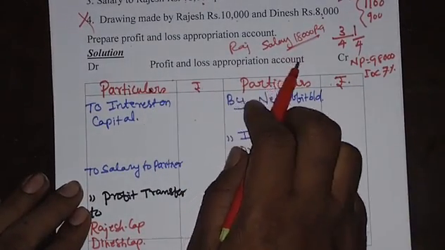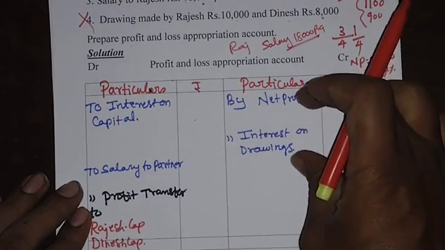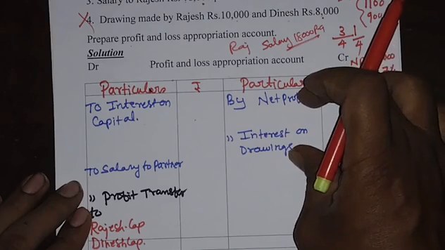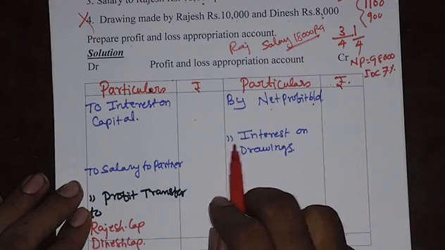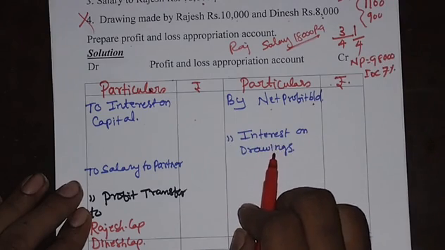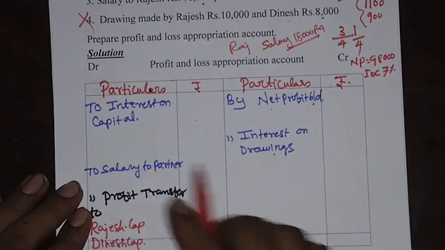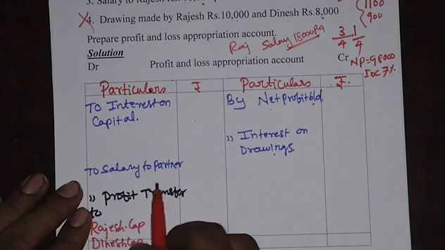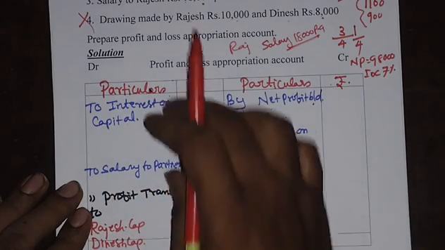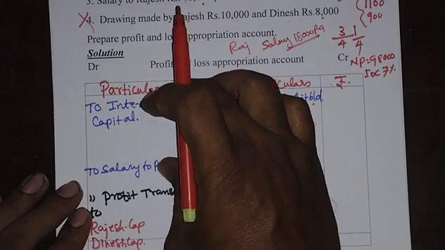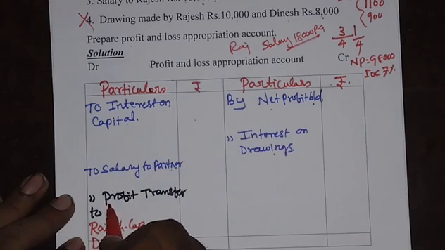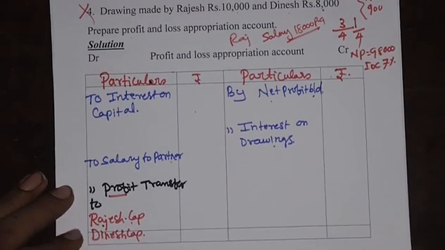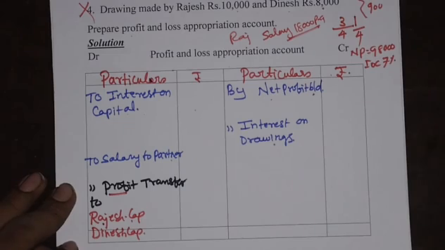Profit and loss appropriation account. In credit side, only two entries will be recorded. First one is the by net profit brought down and second one is the by interest on drawings. And in debit side, interest on capital and salary to the partner. These two items will appear and finally the answer what we get is called the profit. That will be transferred to the capital of Rajesh and capital of Dinesh.